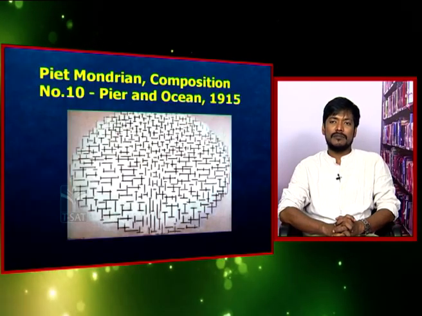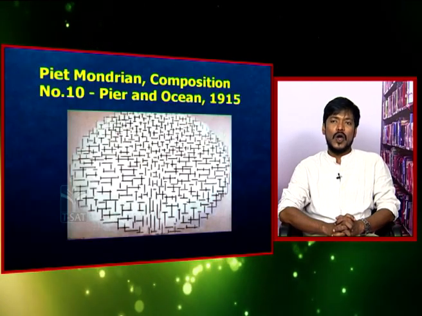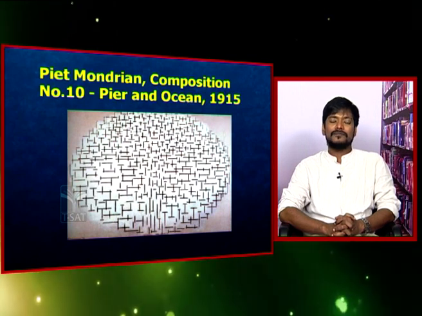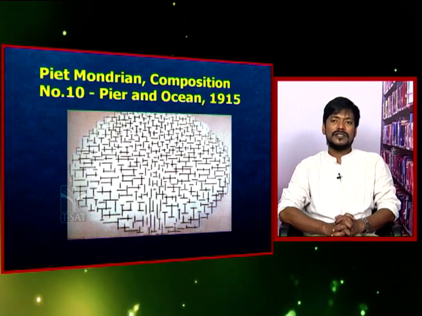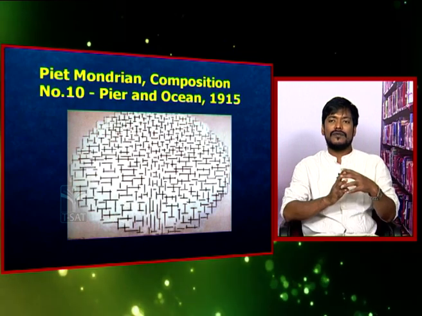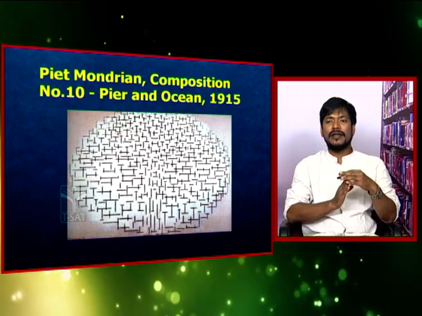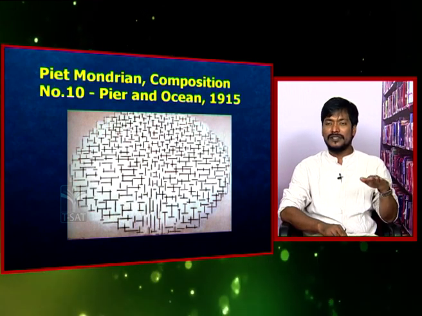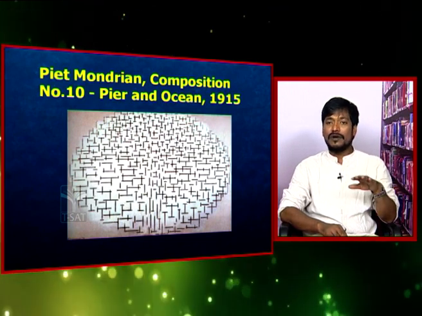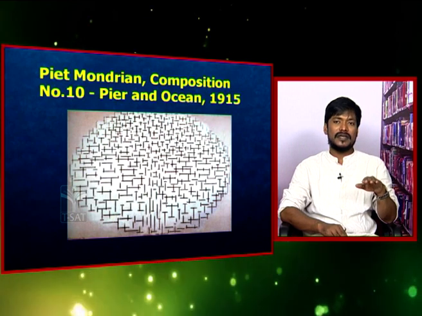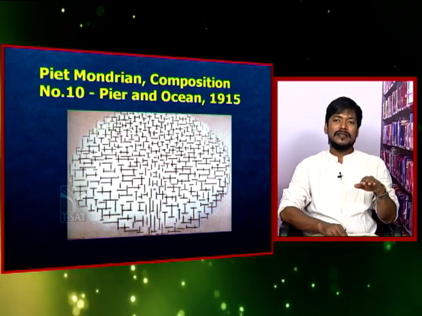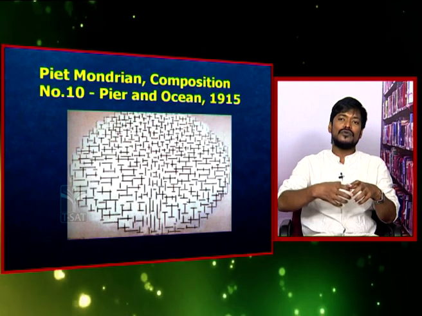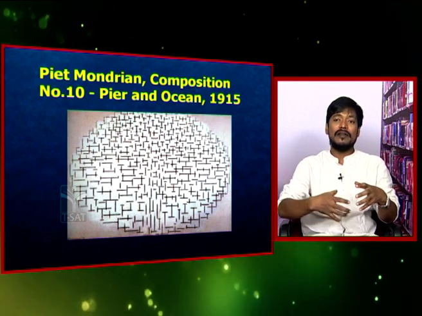And you can see from this he moves into a painting like this in 1915, and he calls it Composition Number 10, Pier and Ocean. And these are very interesting combinations of pier and ocean, where the ocean is horizontal, right. It is the most horizontal image, the image of horizontality that one can have, and the pier is nothing but this huge thick column, pillar, right.